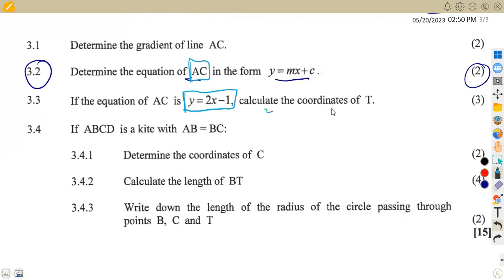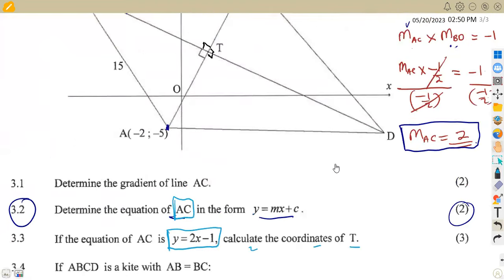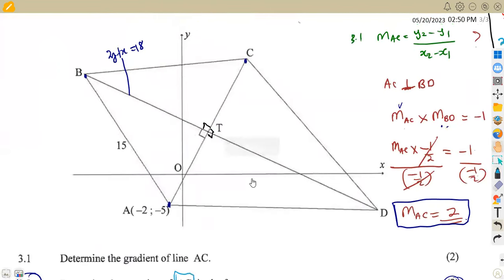Here we are asked to calculate the coordinates of T. All right. So we are given the equation which we calculated before. Where is the point T? We have to note where our point T is. All right. So take note. Our point T is the point which lies at the intersection of the diagonals BD and AC. AC is the one that we are given its equation, the one that we calculated, and we got y is equal to 2x minus 1.